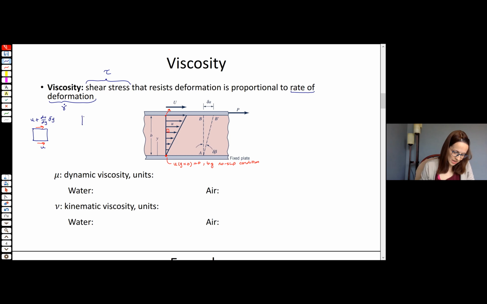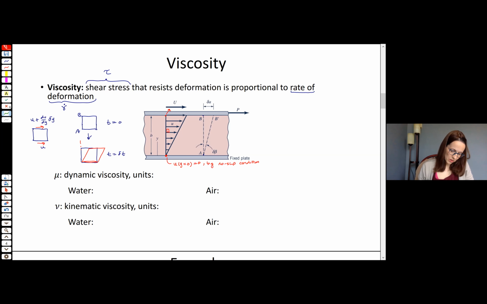Now what if we take our cube to be the entire height of our channel? So we'll draw our cube again. Now we're going to identify this point A and this point B over here on our cube. This is at time equals 0. And now a small infinitesimal amount of time passes. And we've got the same cube at t equals delta t. And the same cube now is sheared by the action of that top plate, right?